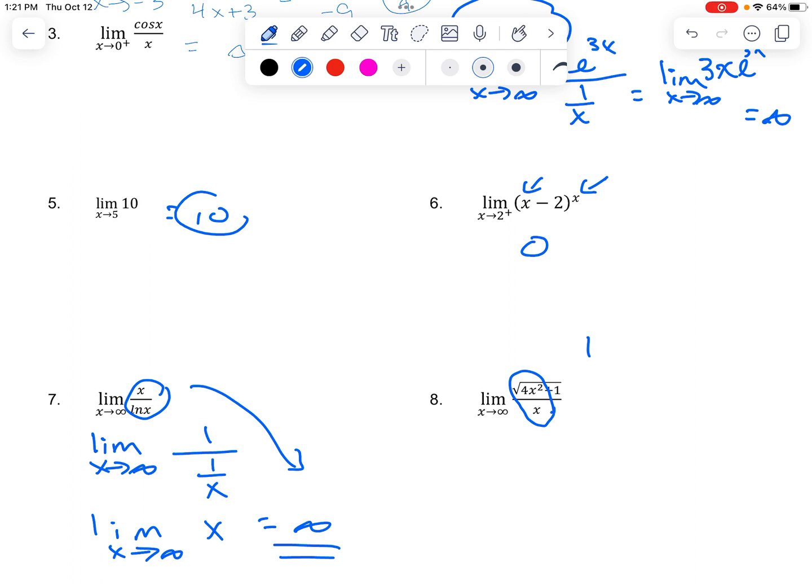Remember, again, we're just comparing degrees here. But square root of 4x squared, remember, is the absolute value of 2x. And we're going to think of the positive scenario because we're going towards positive infinity. So really, this just gives me 2 as my limit.